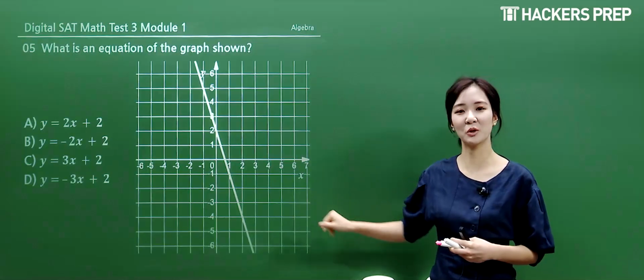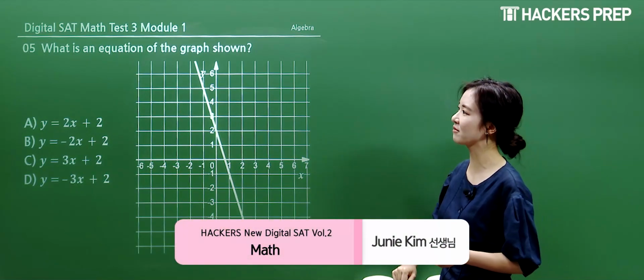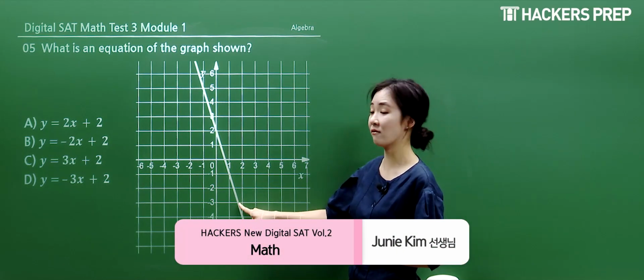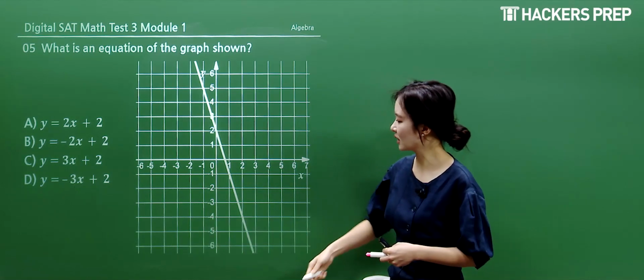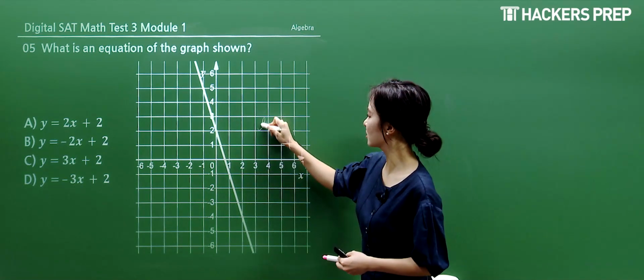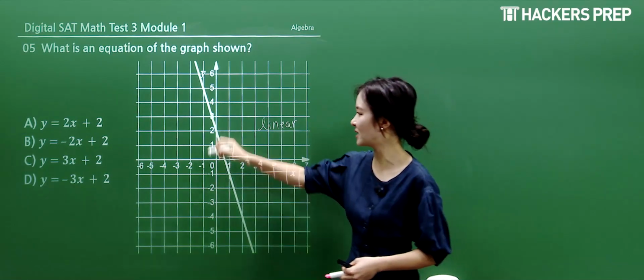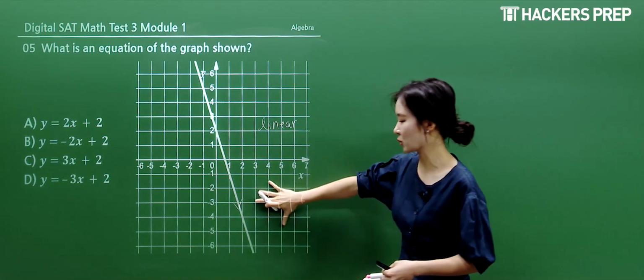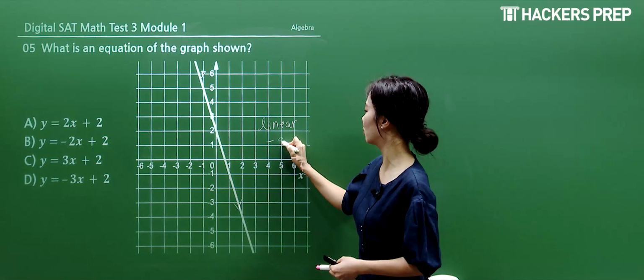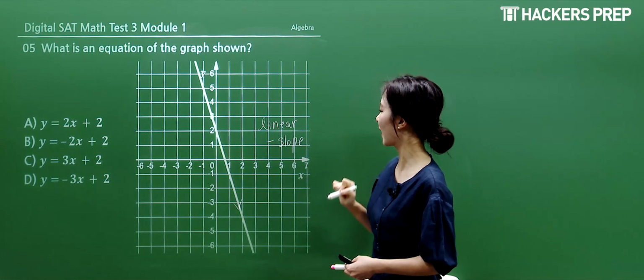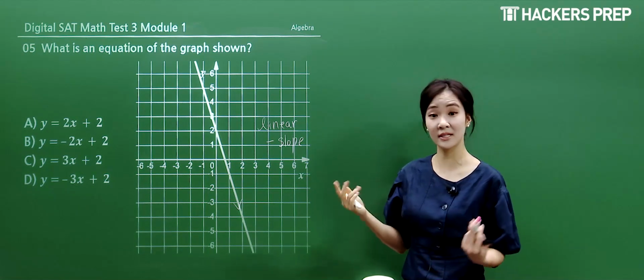Okay, move on to question 5. It's a question of the graph. What is an equation of the graph shown? So let's take a look. This is a linear graph that has a negative slope, right? Because it's facing downward towards this quadrant. So it's a negative slope. Okay, with those two pieces of information, let's get started.